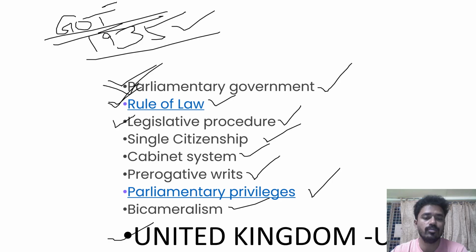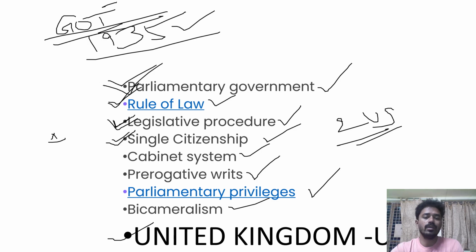And next, legislative procedures, how the laws are being made in either the state legislative assembly or the central legislative assembly, that is parliament. And next, single citizenship. See, in India we are having only one citizenship. Suppose if you take America, in America we are having two citizenships.